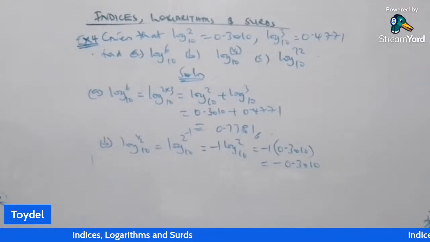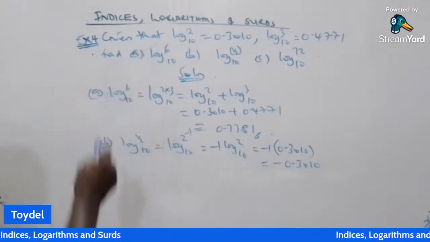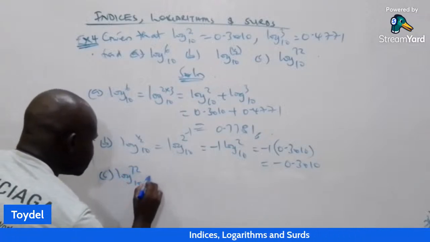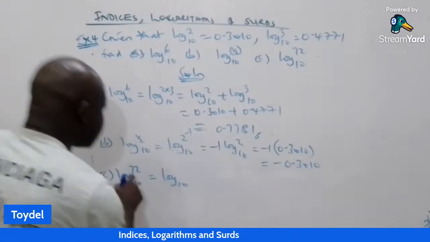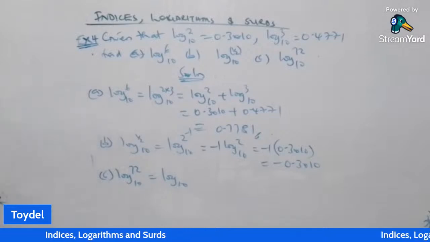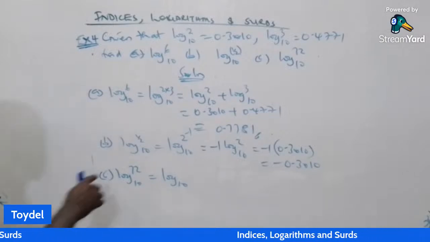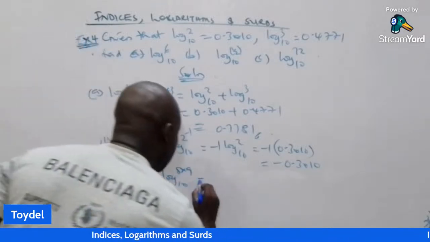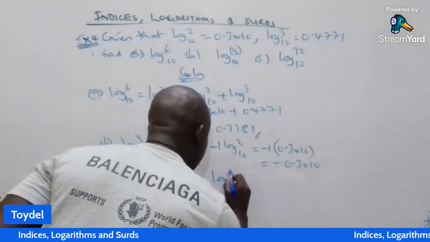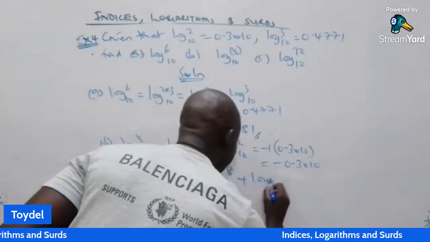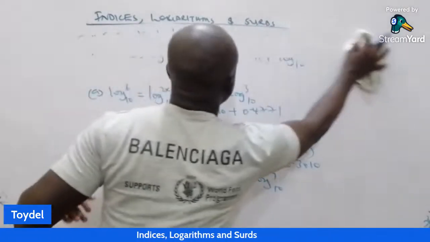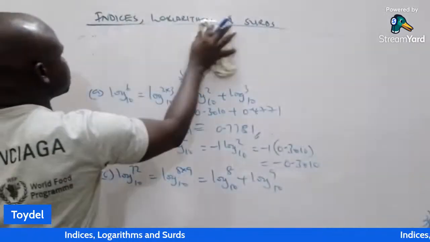So we have to be very smart when we are dealing with multiple choice questions that require short answers. Then the third one, we have log 72 base 10. Can we express this as an index of 2? Is it possible? Yes, we can change this to 8 times 9. 8 times 9 is 72, so I will split this to log 8 plus log 9. So we continue from there.